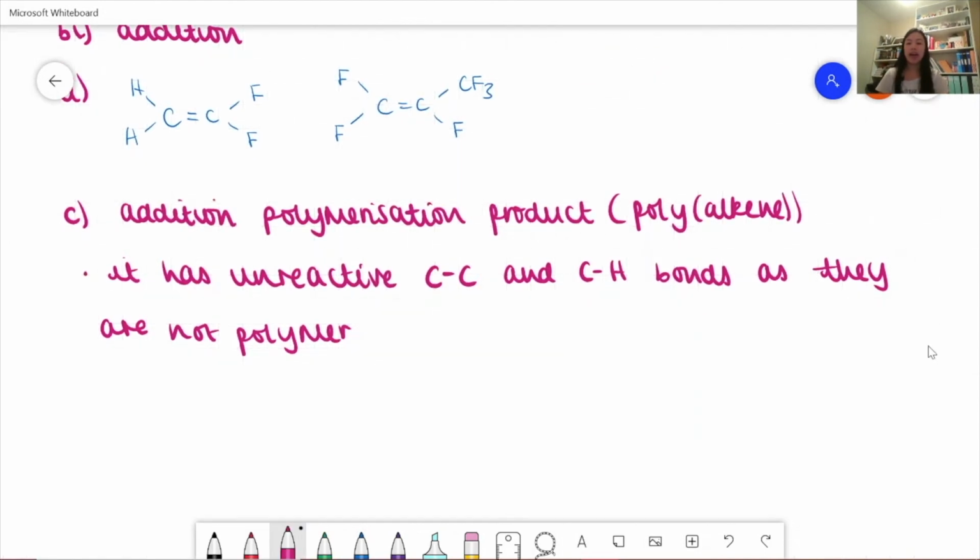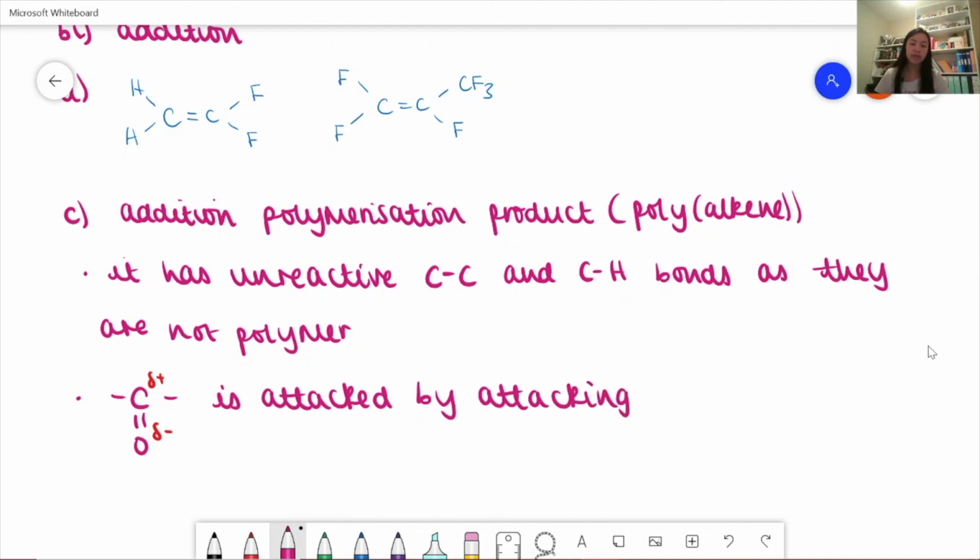Whereas if we look at the condensation polymerization, we always get this C double bond O bond, which is polar because you have a partially positive charge on the carbon and a partially negative charge on the oxygen, because there's such a big electronegativity difference between the carbon and the oxygen. And so this is attacked by some attacking groups, and so can be hydrolyzed.